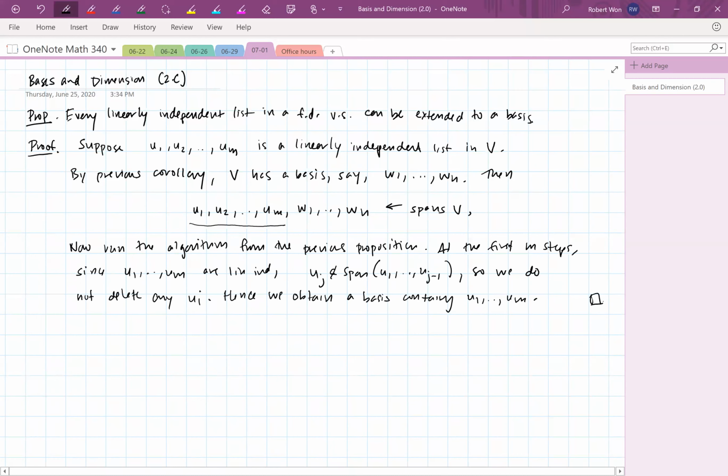Okay, so this result shows that you can start a basis however you want. As long as you're starting with a linearly independent set, it's always possible to complete it to a basis.